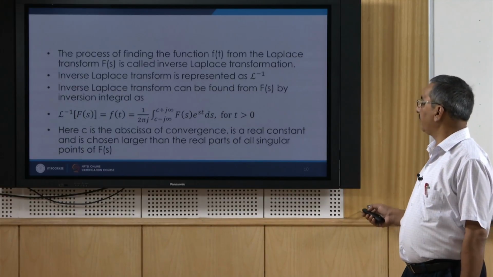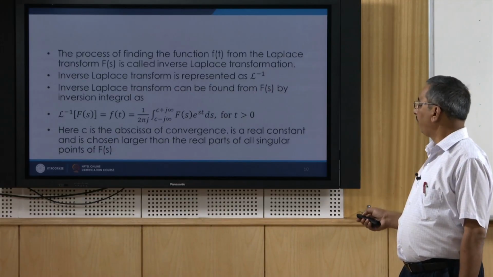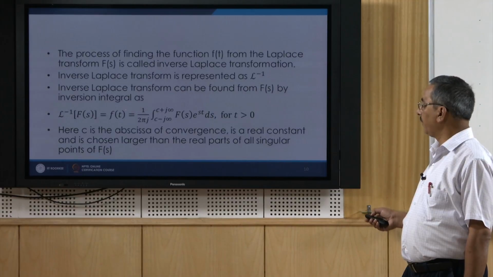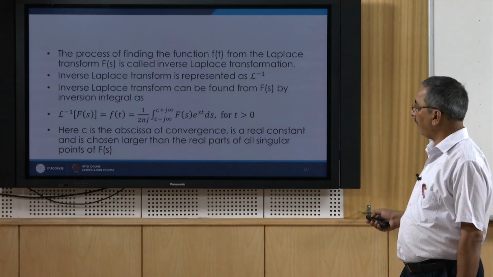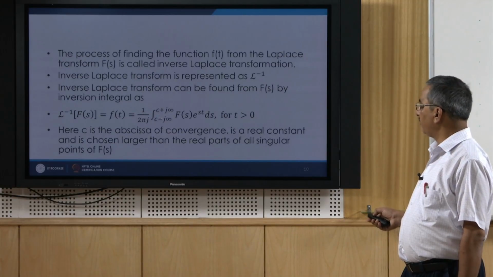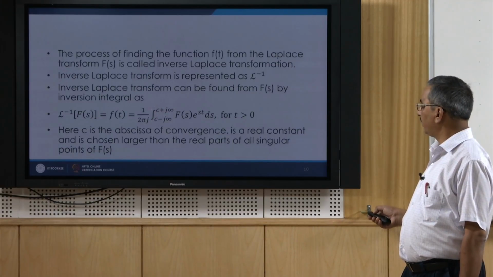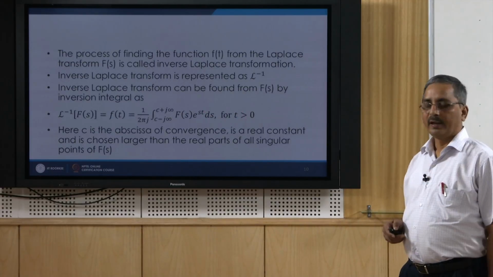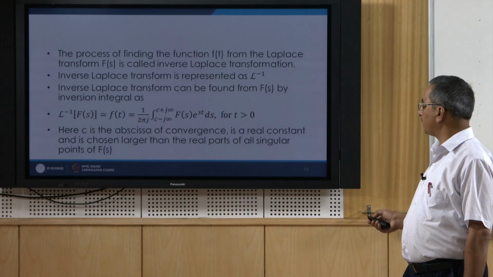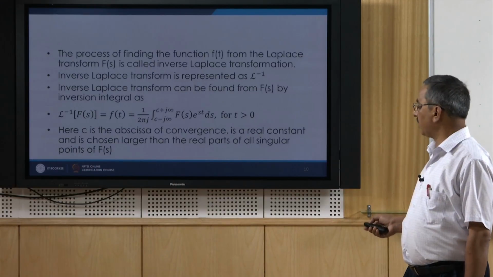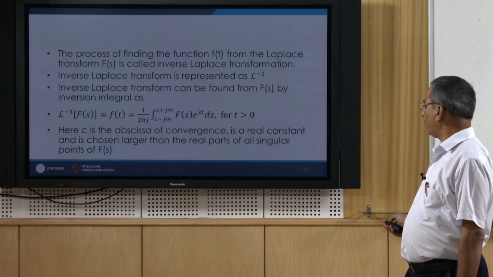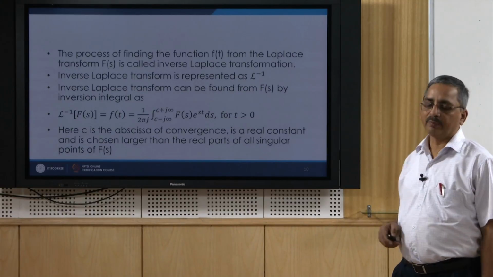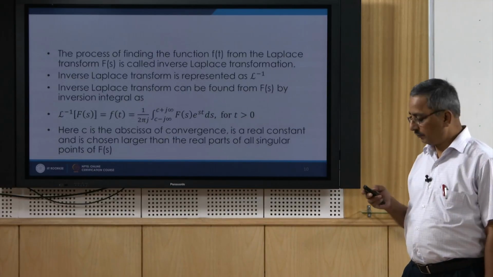And the inverse Laplace transform can be found from F(s) by the inversion integral, the Laplace inverse of F(s), and of course, this will give us a function in the time domain. So, this f(t) is 1 by 2 pi j, integral from c minus j infinity to c plus j infinity of F(s) e to the power st ds, for t greater than 0. Here in this expression, c is the abscissa of convergence, a real constant chosen larger than the real part of all singular points of F(s). There are other simpler ways of finding the Laplace inverse of the Laplace transform that we will be seeing later.